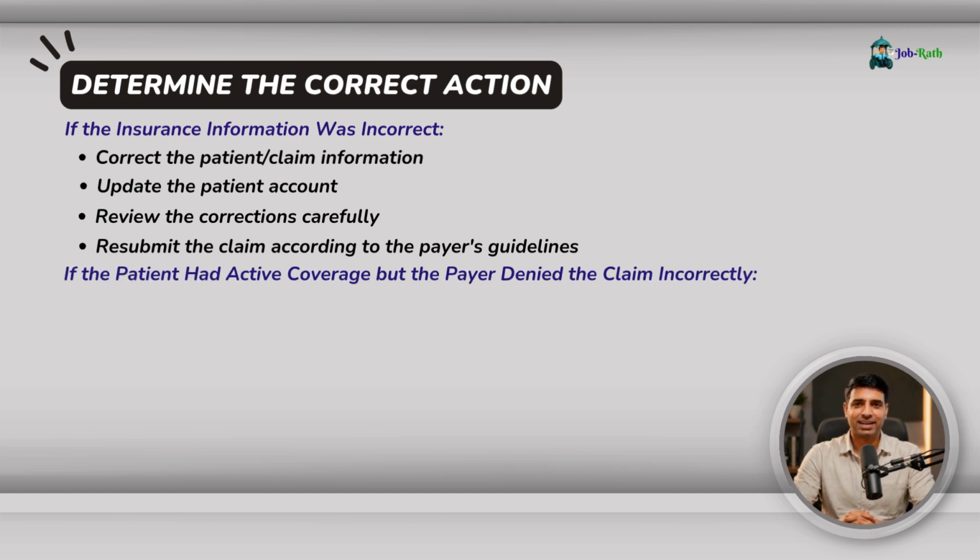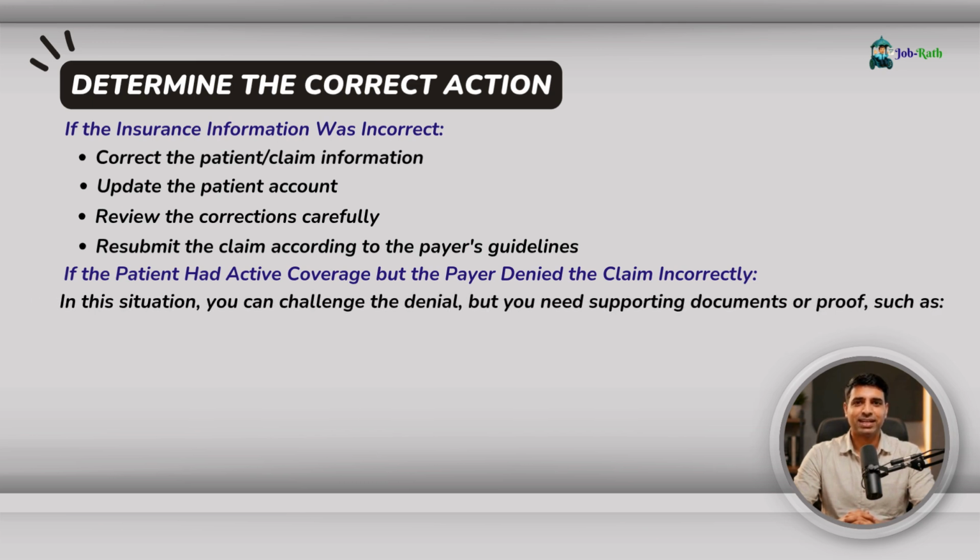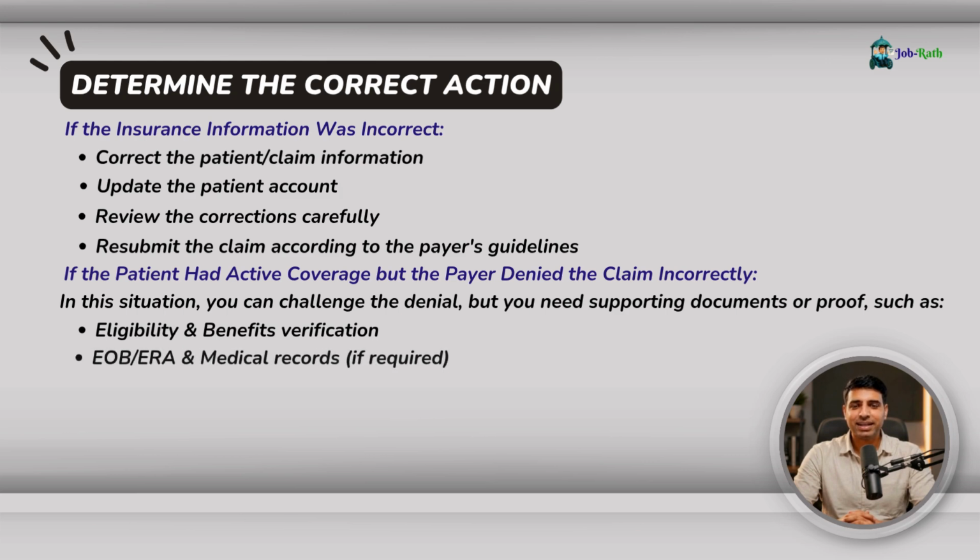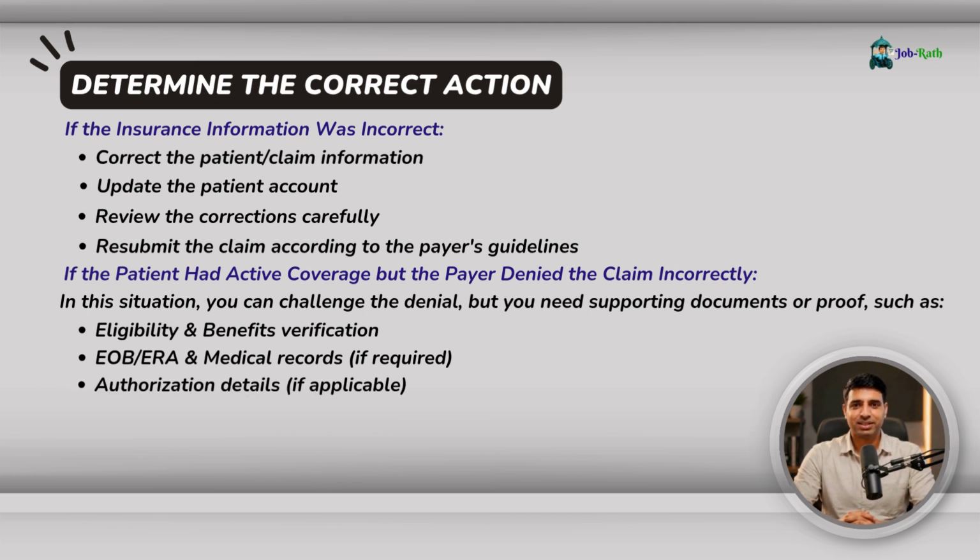If the patient had active coverage but the payer denied the claim incorrectly, once you find that the patient's plan is active on the date of service and eligible for the treatment and the benefits were available, and you submitted the claim correctly and you still receive the denial, in this situation, you can challenge the denial, but you need documents or proof that support your position, such as eligibility verification proof, benefit verification details, claim information, EOB or ERA, medical records if required, authorization details if applicable, any payer communication notes.